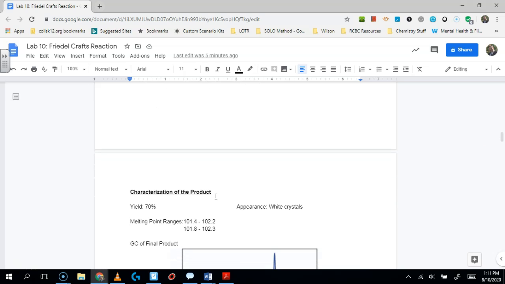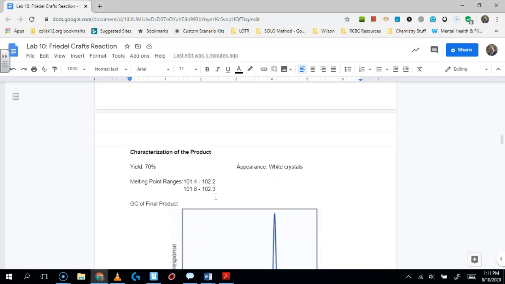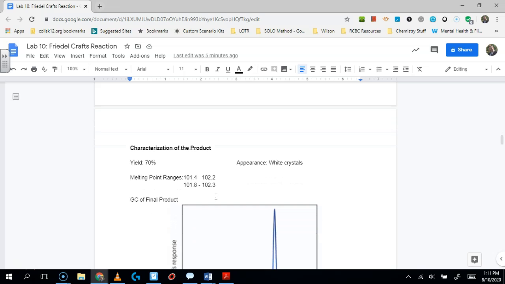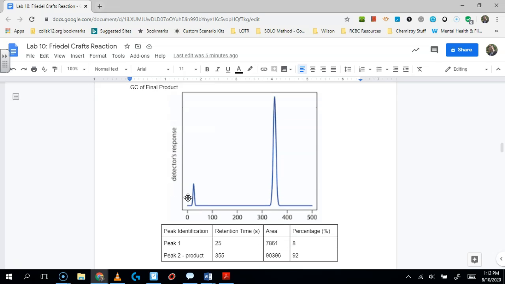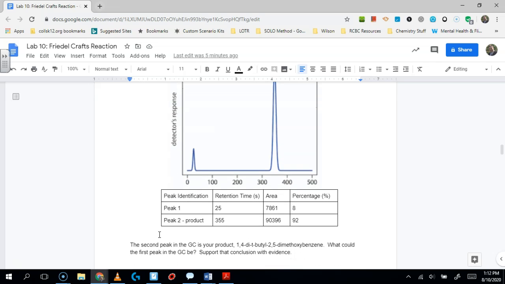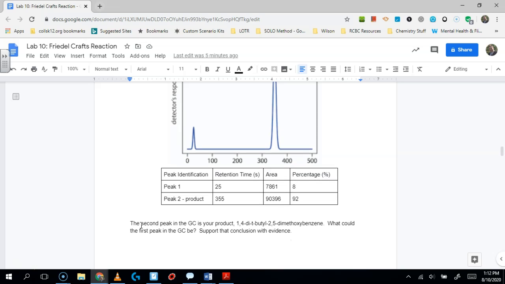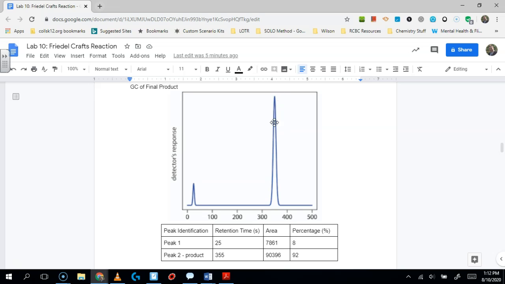Okay, so now this is where the fun begins, because this is the first lab that you're going to have NMR to determine structures of the compound. So I give you melting point ranges here, okay, and I give you the yield and the appearance, and I give you a GC. Okay, so here's the GC. What you want to do is interpret the GC. In this case, we are going to assume that this is the product. This is the thing that you desire to make.